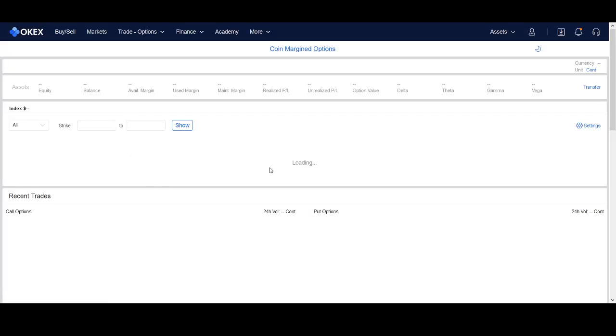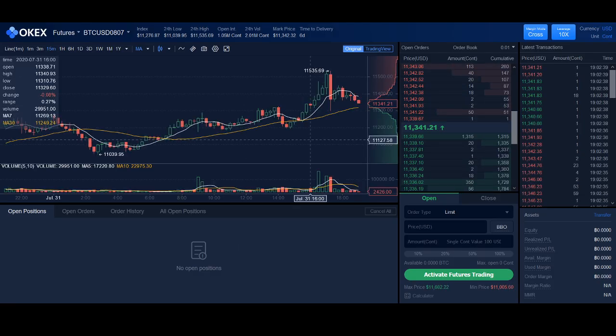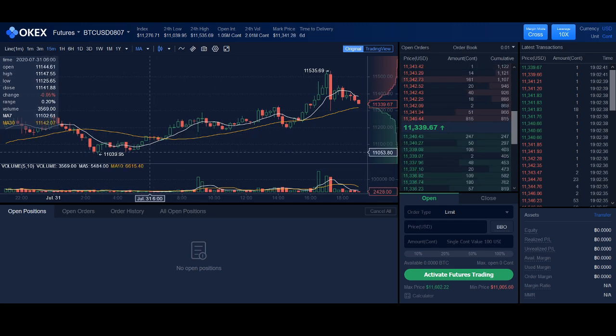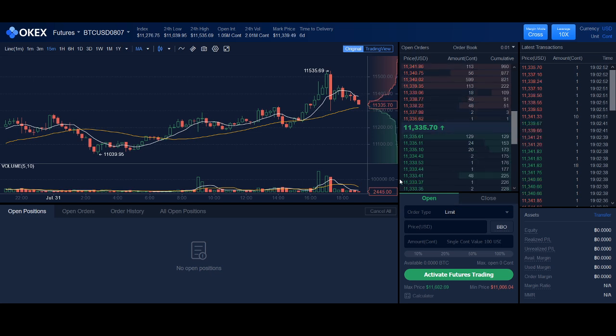So this is the interface. Again, if you know more about options, you can check it out. This is the futures interface. All of them are very similar with slight differences, but you still get the different types of orders available. That can really help you if you can't be at your desk all the time, like myself, or if you've got a job.